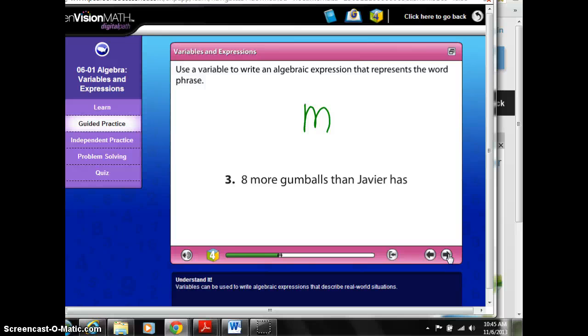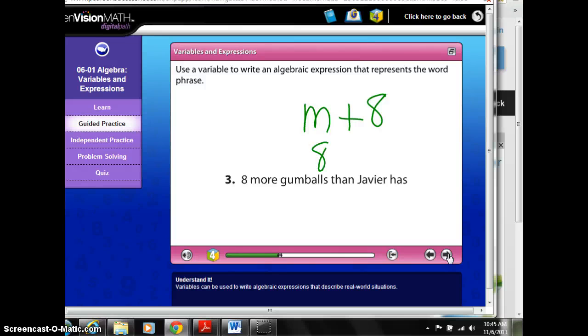Addition. Add what? Add 8. M stands for Javier. We have 8 more than him. So if he had 10, how much would the new kid have? Yeah. Tomorrow we'll move to that step. Today we're only writing variables.